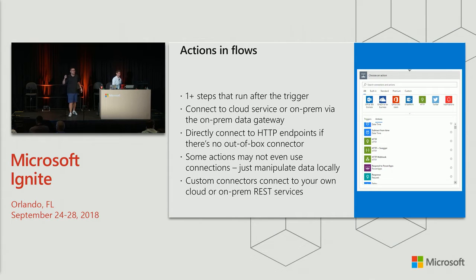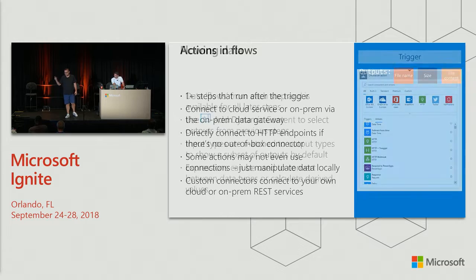Finally, already mentioned, you can connect to your own service via REST. We have this concept of custom connectors. So if you have a RESTful API service, you can wrap that with what we call a Swagger, and Flow can then consume your service just like any of the others that we have.